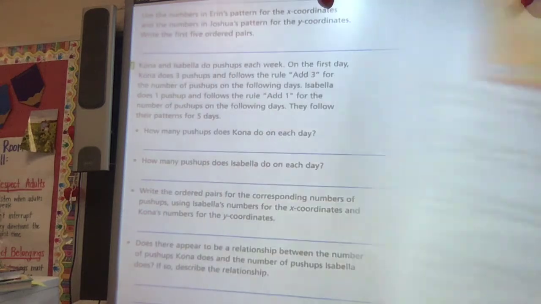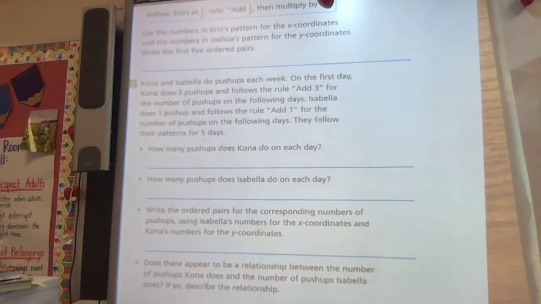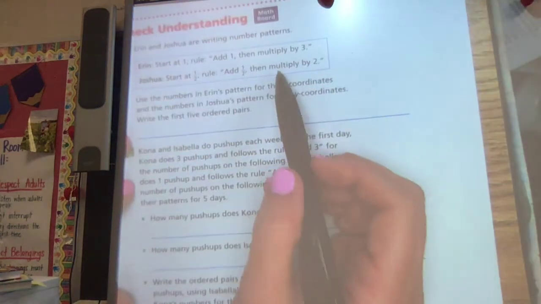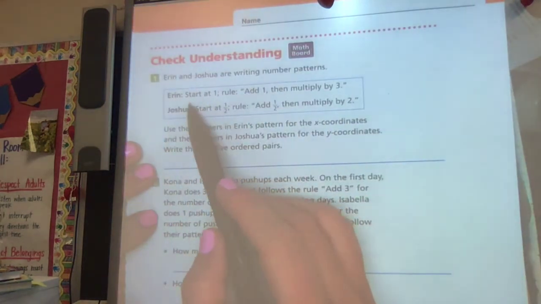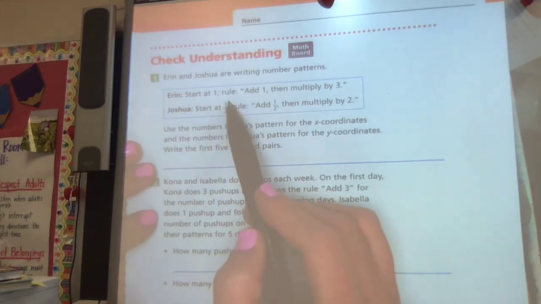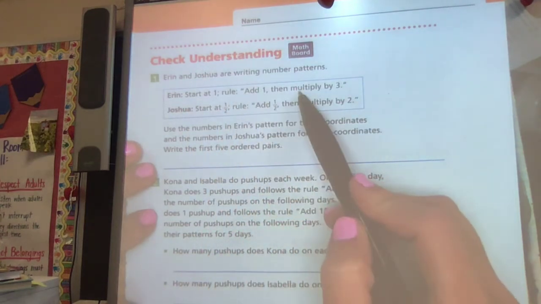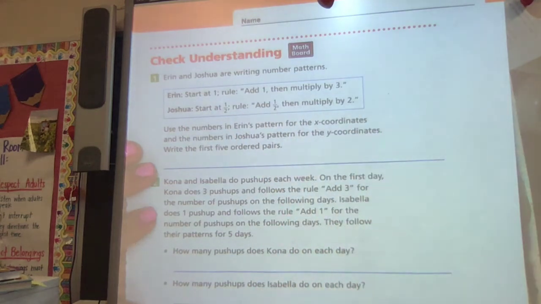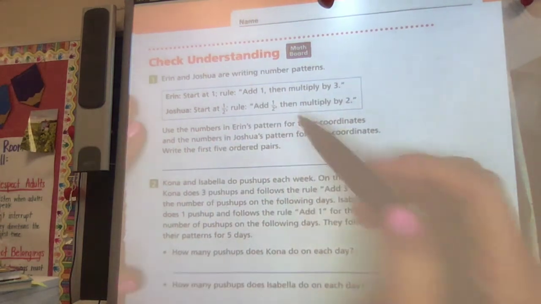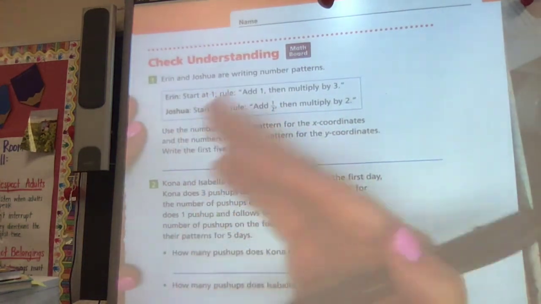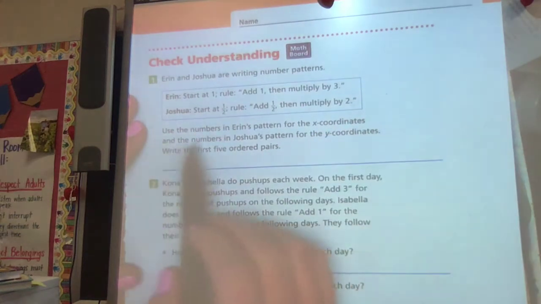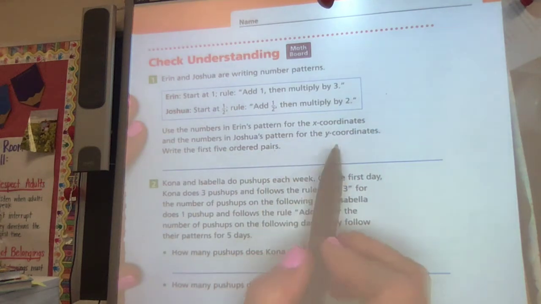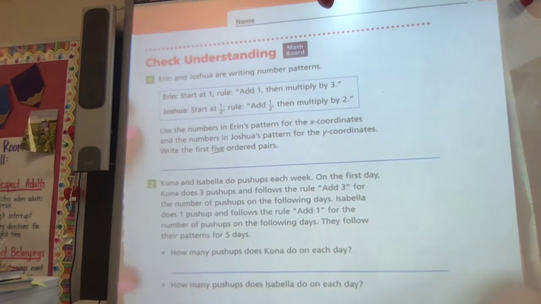Okay. Let's move to 487. It says Aaron and Joshua are writing number patterns. Aaron, hers is start at 1, and her rule is add 1, multiply by 3. Josh starts at half, and his rule is add half, multiply by 2. Okay, so this is really a test on can you follow directions. So use the numbers in Aaron's pattern for the X and the numbers in Josh for Y. Write the first 5 ordered pairs.